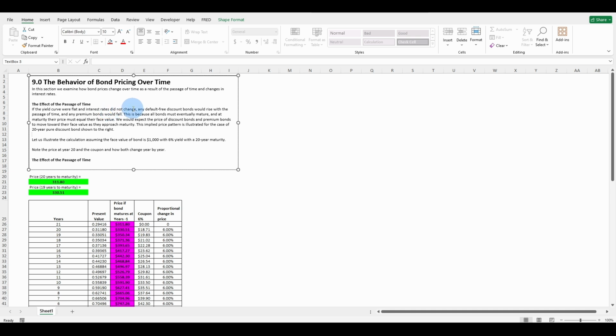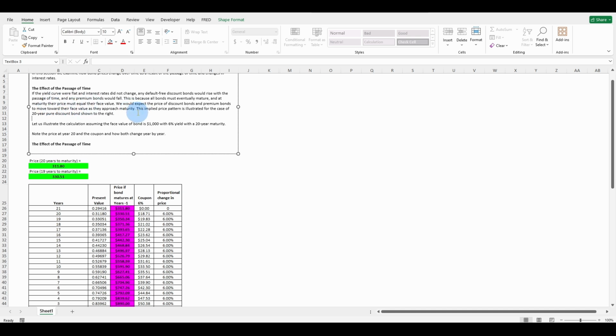So with that being said, the effect of passage of time: if the yield curve were flat and interest rates did not change, any default-free discount bonds would rise with the passage of time, and any premium bonds would fall. This is because all bonds must eventually mature, and at maturity, their price must equal their face value. We would expect the price of discount bonds and premium bonds to move towards their face value as they approach maturity. This implied price pattern is illustrated for the case of a 20-year pure discount bond as shown below.